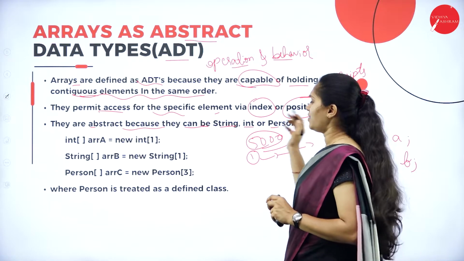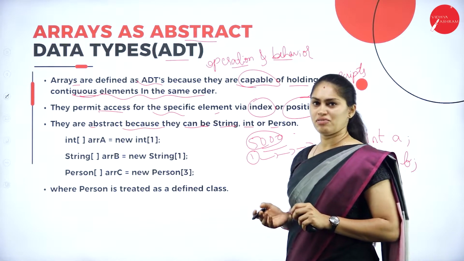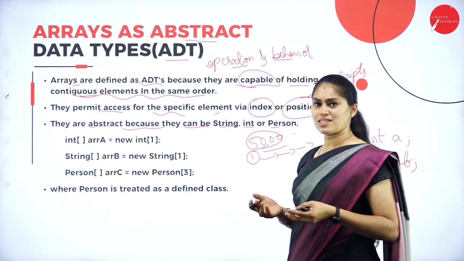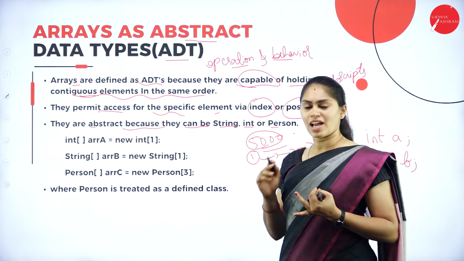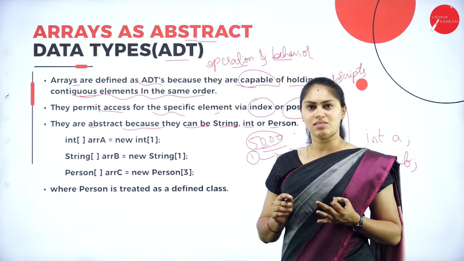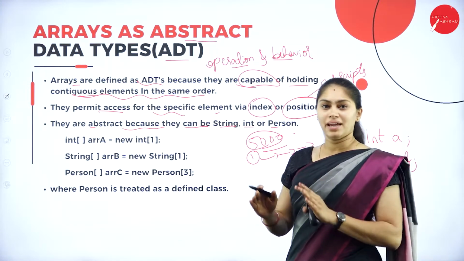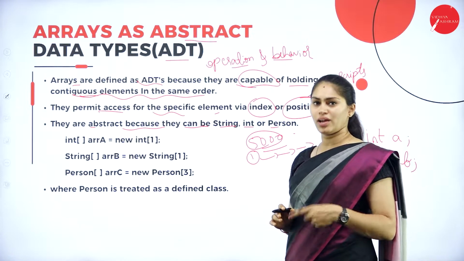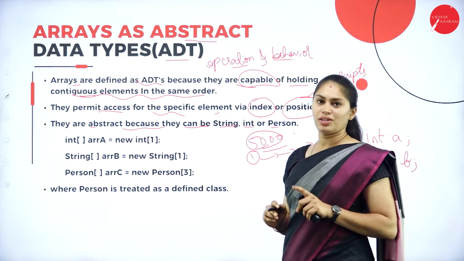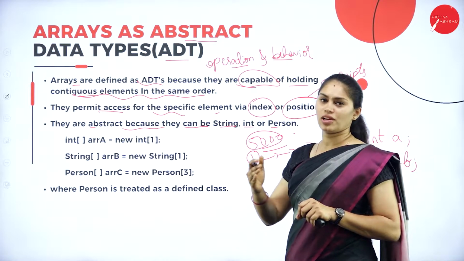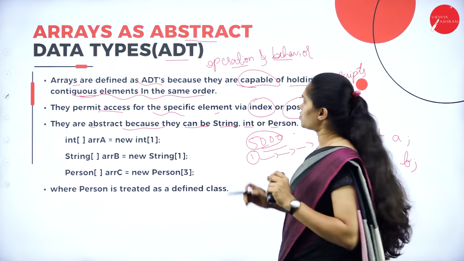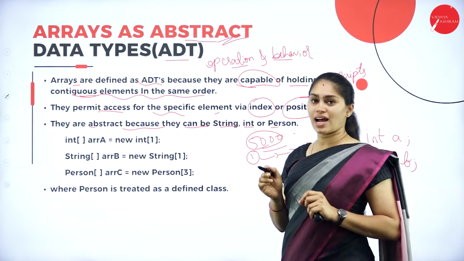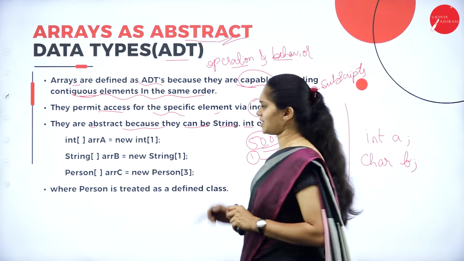So here we can take any kind of data type for the array. It is not restricted to only integer values or floating point values or character values or string values. It can be any kind of data type. But whatever operation it is doing internally will not be showcased; that is hidden from the user. That's what is considered an abstract data type.